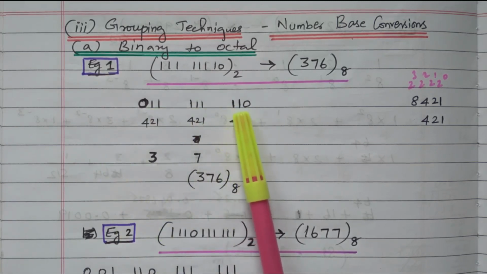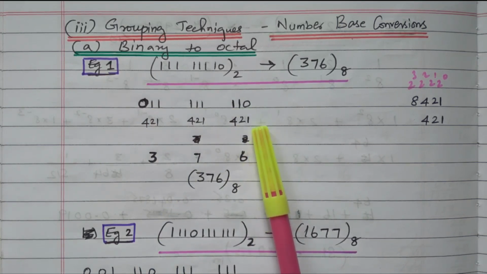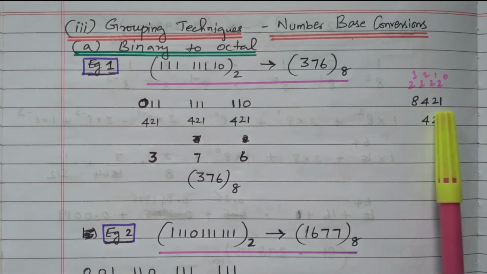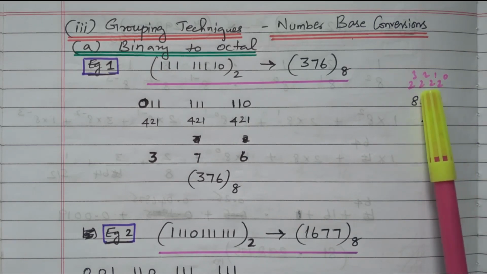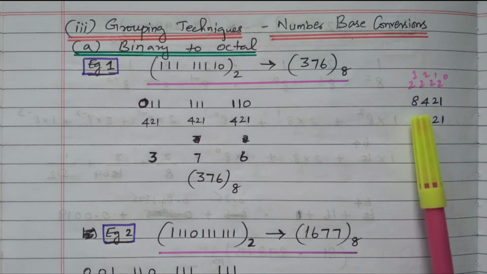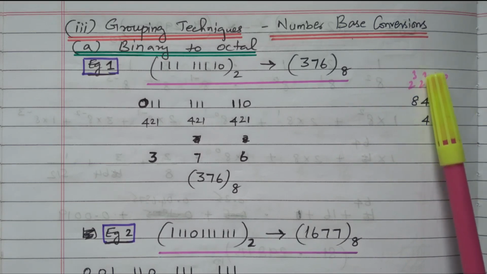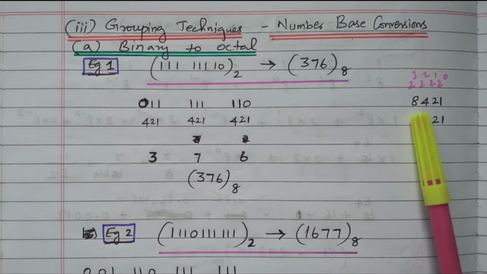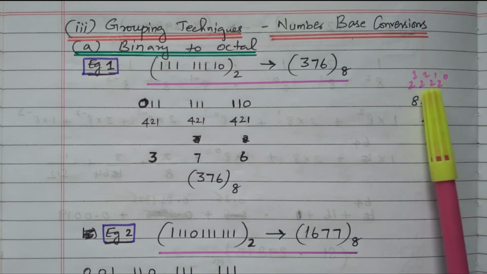What is this digit? 110. We need to multiply with the weightage. What is the weightage? 8421. What is 8421? It is 2 to the power 0, 2 to the power 1, 2 to the power 2, 2 to the power 3, written shortly. 2 to the power 0 means 1, 2 to the power 1 means 2, 2 square means 4, 2 cube means 8. So we need to multiply with 8421, which comes from 2 to the power 0, 1, 2, 3.